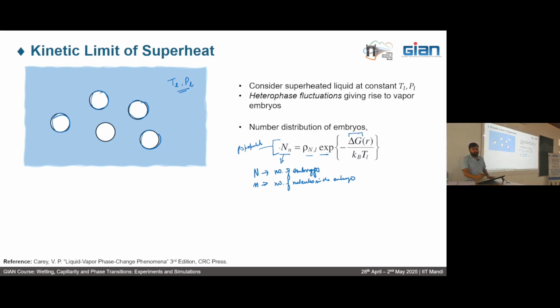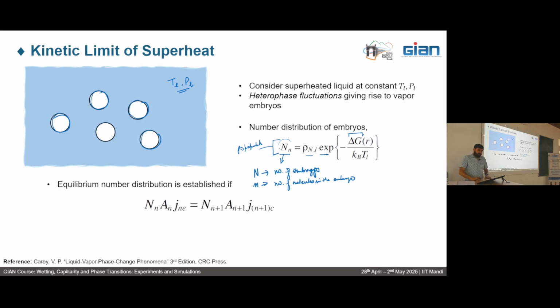Can someone tell why we are using a negative sign here? We are using a negative sign here because for a spontaneous process this delta G should be negative, it should reduce. So if we want to see more population, then the negative sign must be there to compensate for that. That's why we are using the negative sign here.